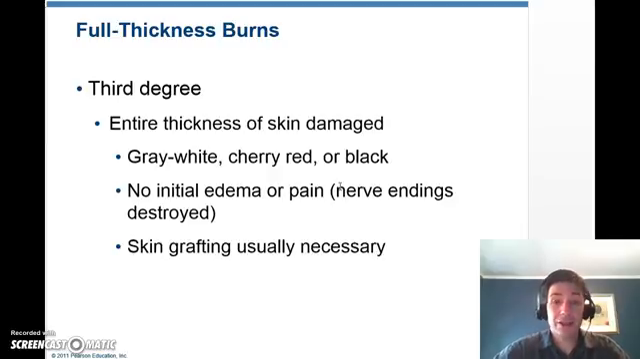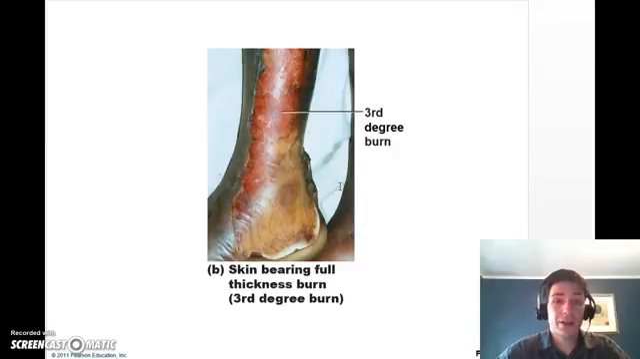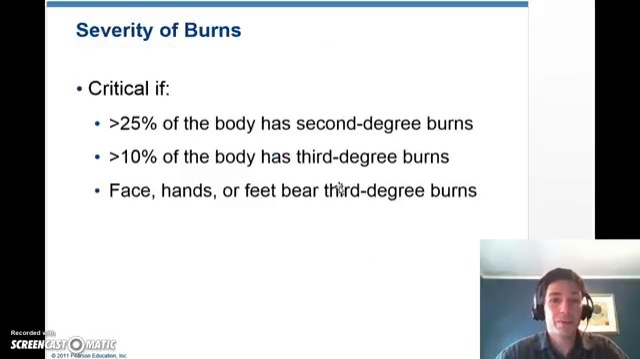So that is it. That should be the whole chapter. There's an ugly 3rd degree burn. We're not going to worry about severity of burns. So that's the end of the chapter. We made it in under 15 minutes.